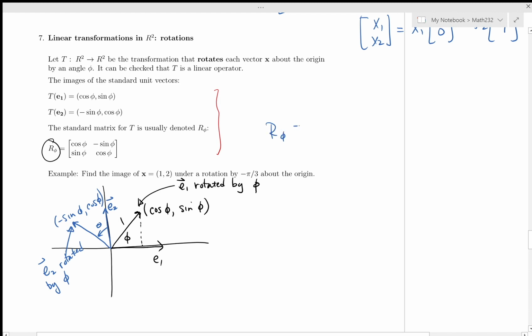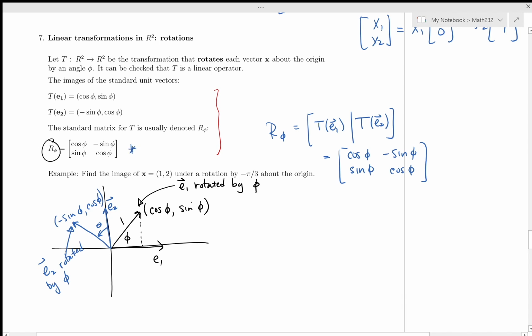Okay, then I take the results of those two things and I form R phi. So I go here. What is the transformation, the rotation on E1? That's one column. And then what is the transformation on E2? Okay, and then when I do that, I get the transformation rotating by phi on E1 gives me cos phi, sine phi, and the transformation operating on E2 gives me minus sine phi, cos phi. There we go. Now I have this matrix here.